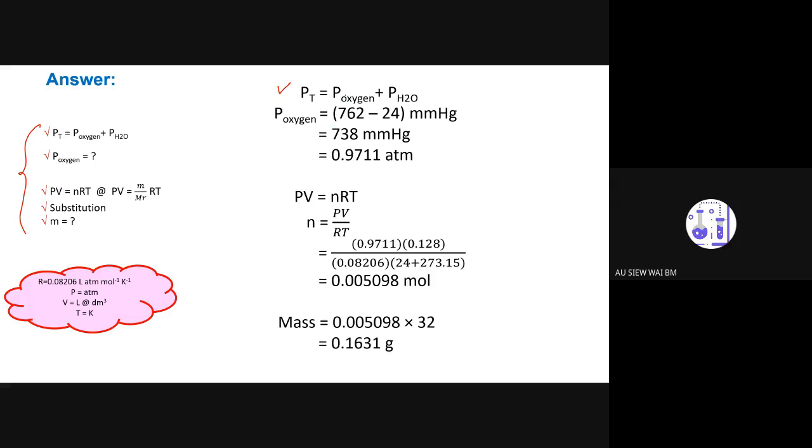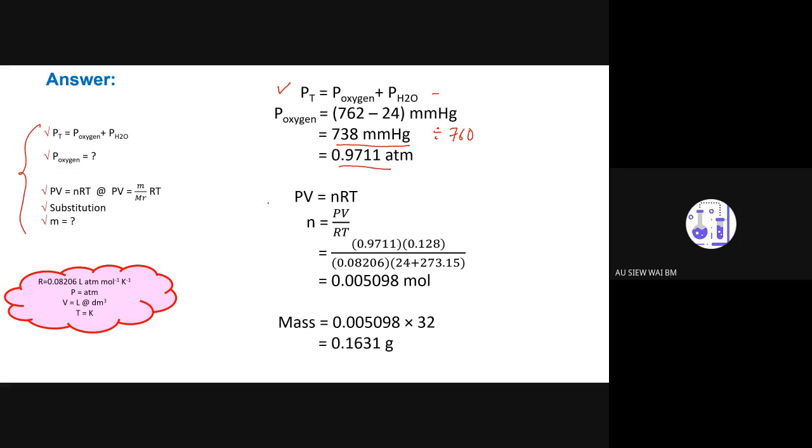After that, by using the equations ini, guna formula ini, ganti-ganti, you find out that the partial pressure for the oxygen is this one. After that, convert to the atm. How to convert to atm? Divided by 760 mmHg. So we convert the mmHg to the atm.